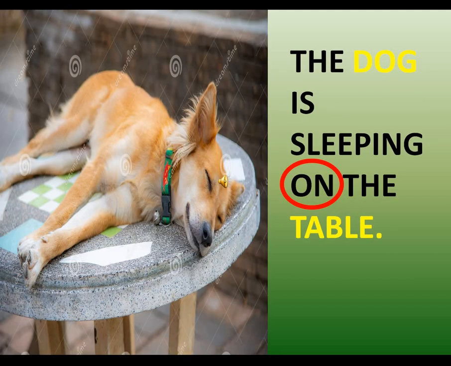In this example, the dog is sleeping on the table. So here, dog is the noun, table is another noun. So how is the first noun related to the second noun, and how is the noun related to the rest of the sentence? It is with the help of the word on. On is the preposition here because it is telling us where exactly the dog's location is. It could have been under, it could have been beside, but no, it is on the table. That is why on is the preposition for this example.